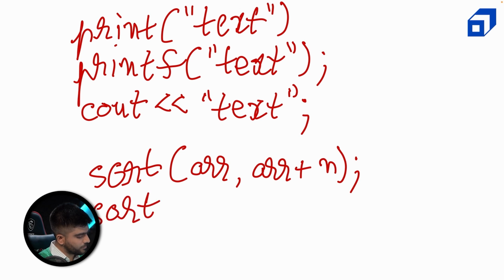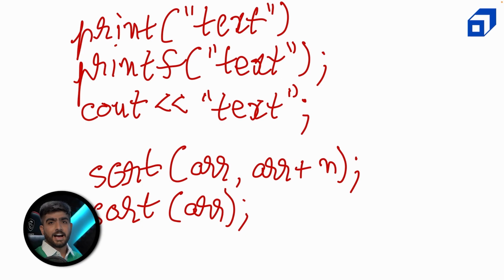Okay, I just give it a single parameter. Do you think this should work? Let me know in the comment section. Because the contract clearly states that there should be two parameters. If I pass just a single parameter, I cannot expect the sort function to sort me the entire array.